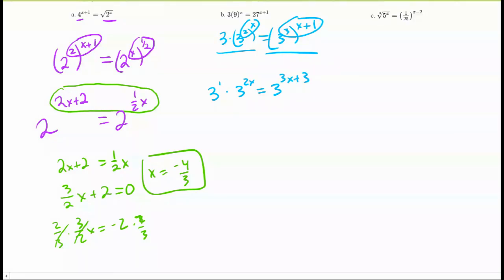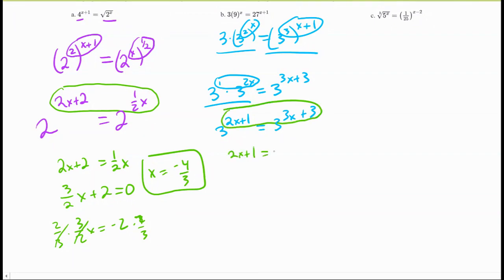So I multiplied those out. I use my power rule where when I multiply the bases that are the same, I can add these. So I really have 3 to the power of 2x plus 1 equals 3 to the power of 3x plus 3. And now I can set these equal to each other and solve. So 2x plus 1 equals 3x plus 3. I'll subtract 2x from both sides and subtract 3 from both sides, and I get x is equal to negative 2.